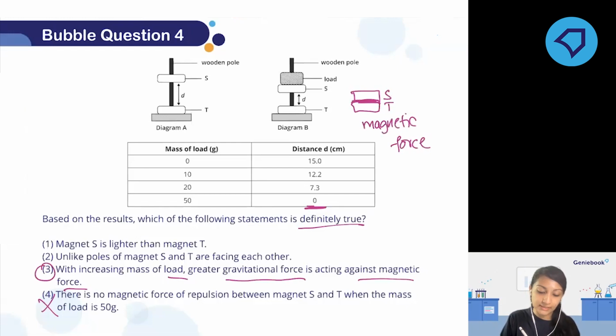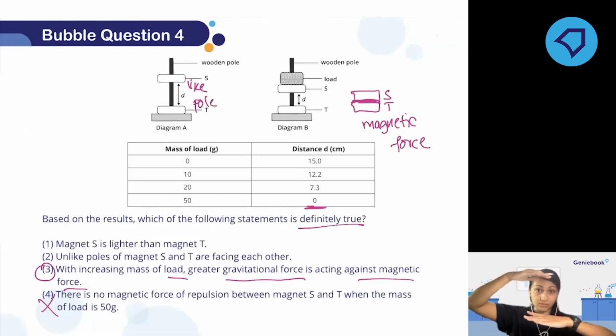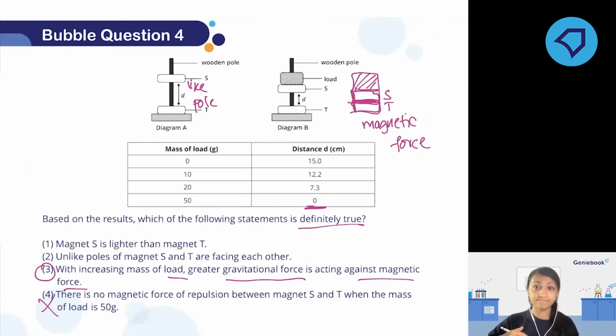Unlike poles, oh, no. Because originally it has to be like poles. Otherwise, it wouldn't be separated out like that. It will just be flat together, attracted together. Yeah, so in this case, when it is sandwiched together like this, with the mass at the top, there is still magnetic force, but it is smaller than the gravitational force that is exerted downwards. Okay, I hope you get that.